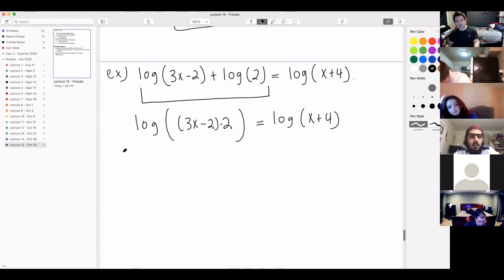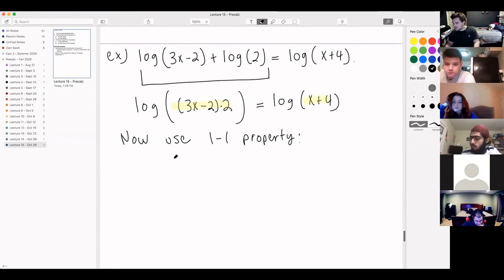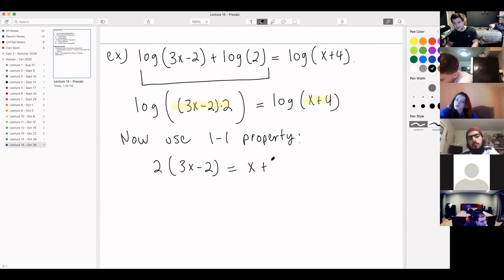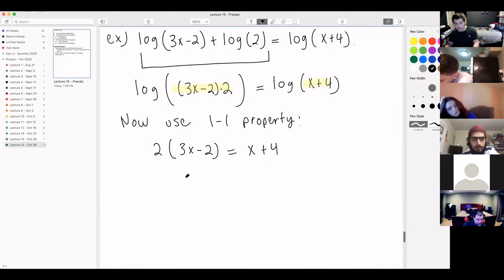Okay, now use the one-to-one property. So now we're in good shape. Good, so we set the inputs equal to each other. All right, excellent. So I can just bring the 2 in front of the parentheses because the order of multiplication doesn't matter. This is 2 times 3x minus 2 is equal to x plus 4. Very good. So you can solve this. You will get x is equal to 8 over 5.